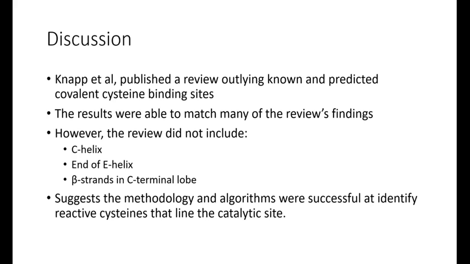This includes areas around the C helix, the end of the E helix, and regions around the two beta strands in the C terminal lobe. This suggests that the methodology of this study was effective at predicting reactive cysteine residues, including ones that have not been studied in depth. However, more research is still needed to see if these locations can be successfully accessed.